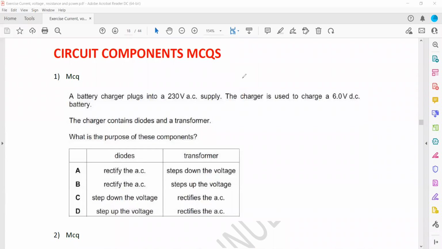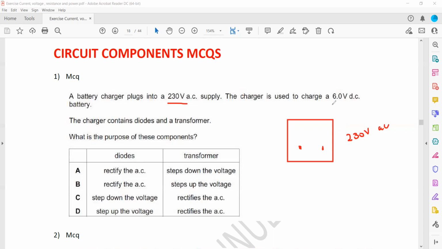In this session, we will do the circuit components MCQs, multiple choice questions related to different circuit components. So, in the question, a battery charger plugs into a 230 volt supply. Say this is the supply, the main socket, which is 230 volts, and that is having AC, or alternating current.